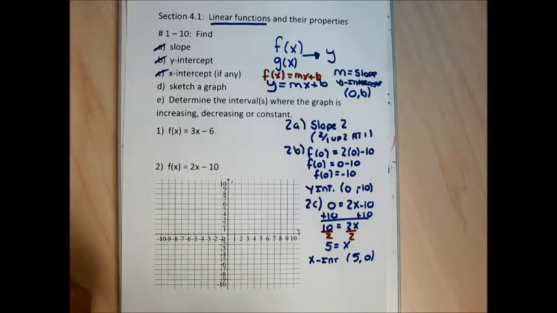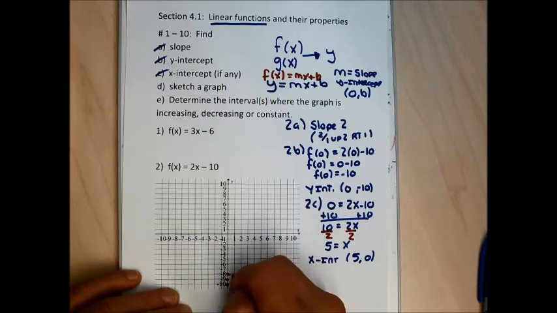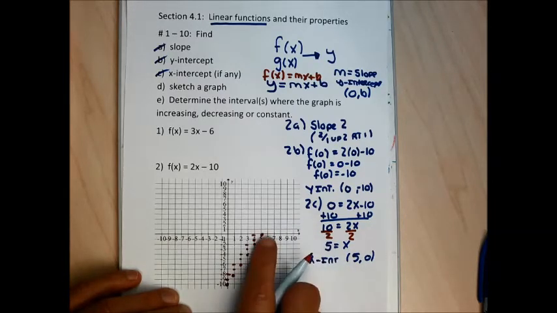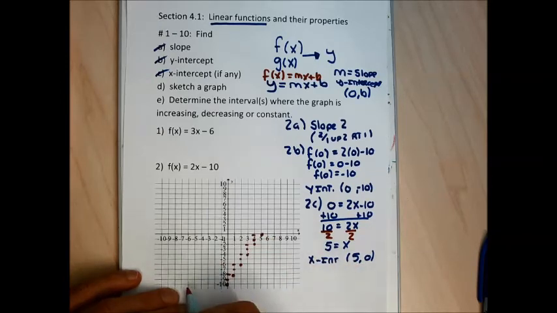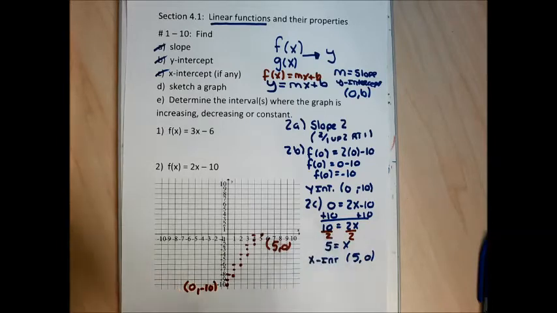There's multiple ways to do the graph. One way to do the graph is just to plot a point and use the slope. So I could plot the y-intercept at 0, negative 10, and use the slope. Go up 2, right 1, up 2, right 1, and so on. Eventually, if I do that, I come across the x-intercept. The x-intercept, because it's a point on the line, if I'm moving in the direction of the slope, in this case up 2 and right 1, I'm going to come across the x-intercept at some point.